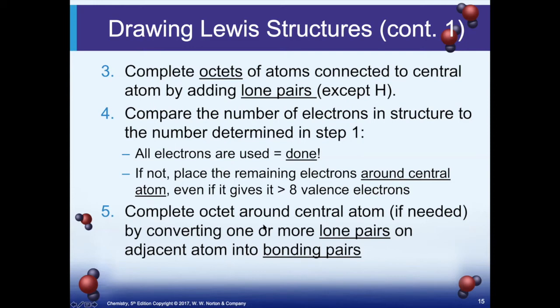This is something you won't necessarily have to do, but if you need to move electrons around to give the central atom an octet, what you do is you convert one or more lone pairs on an adjacent atom into a bonding pair on the central atom. I'll show you how to do that and the consequences of that in the examples. So those are the steps, and I know it's a lot of words at this point. You probably will really learn things by example, so we'll go ahead and launch into those examples.